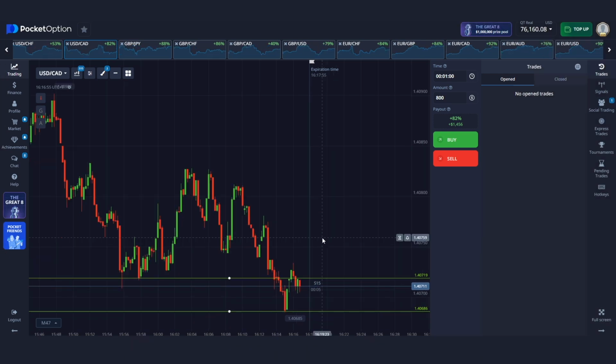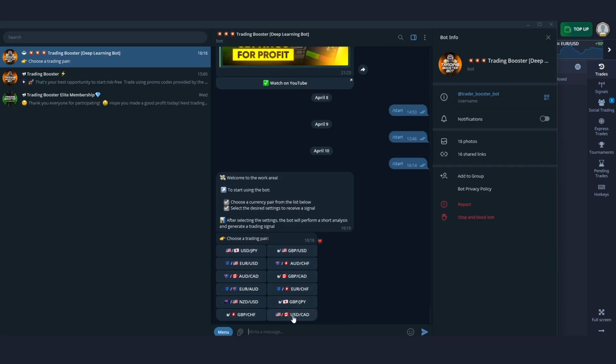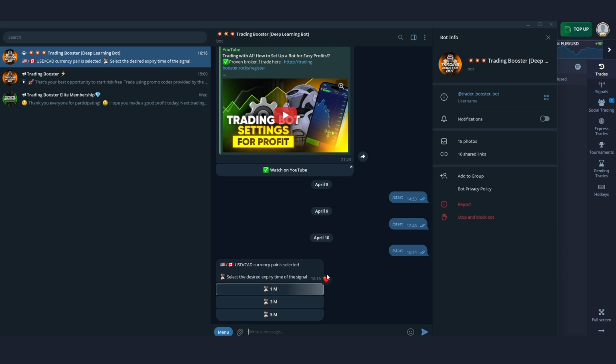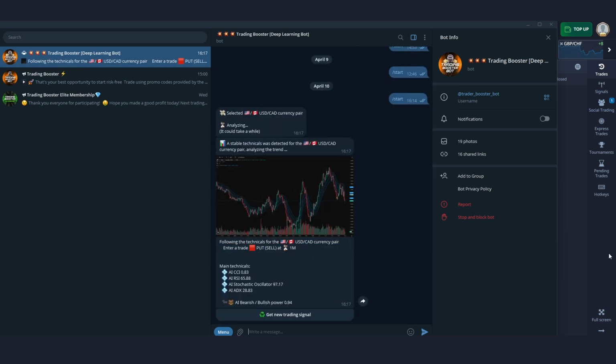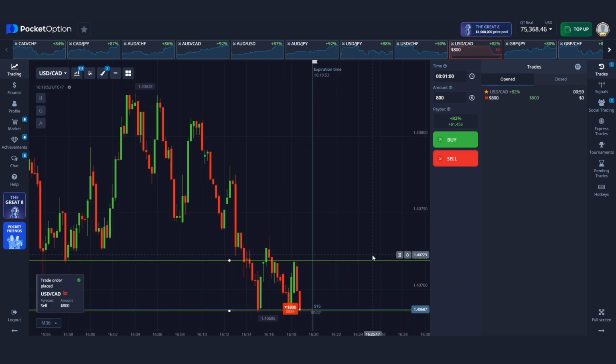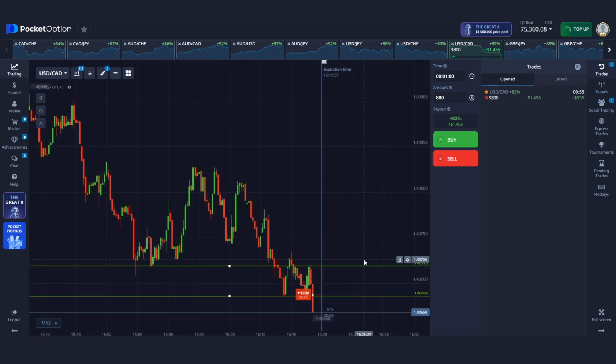Let's imagine that I'm a beginner and I don't know where the price will go, so I switch back to the booster bot. I choose the currency pair US dollar, Canadian dollar, and set the trade time to 1 minute. And I receive a sell signal, and I open a sell trade right from here. This means that the price will now break this level. And why did this happen?